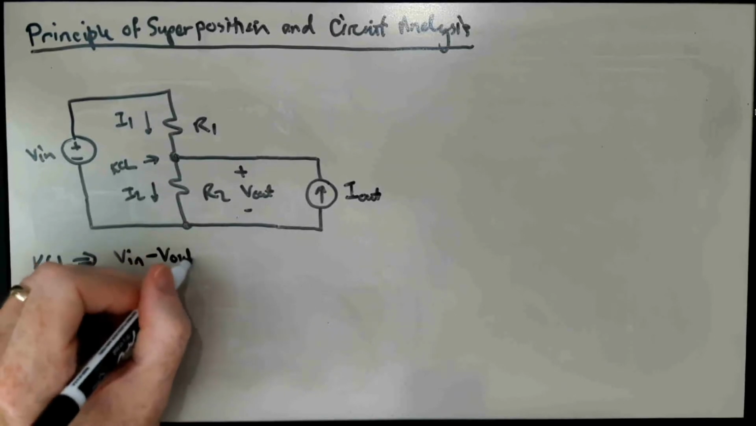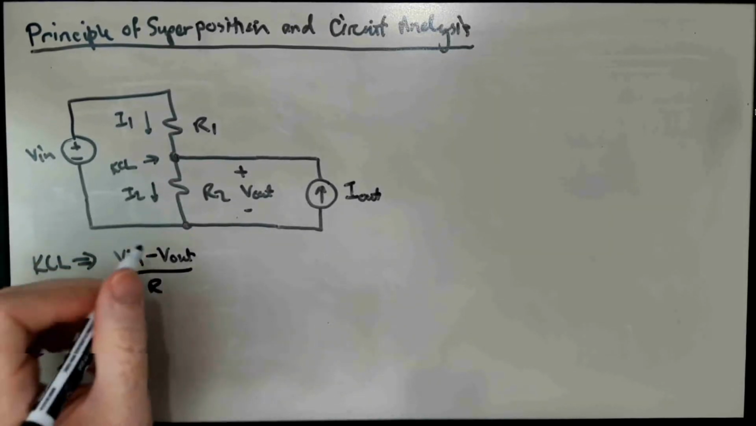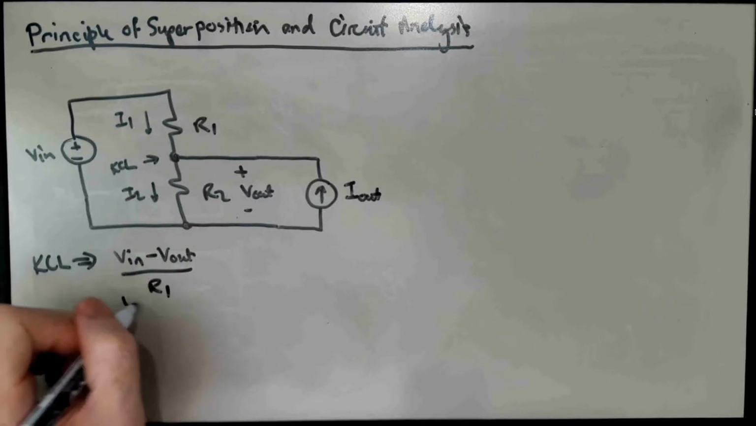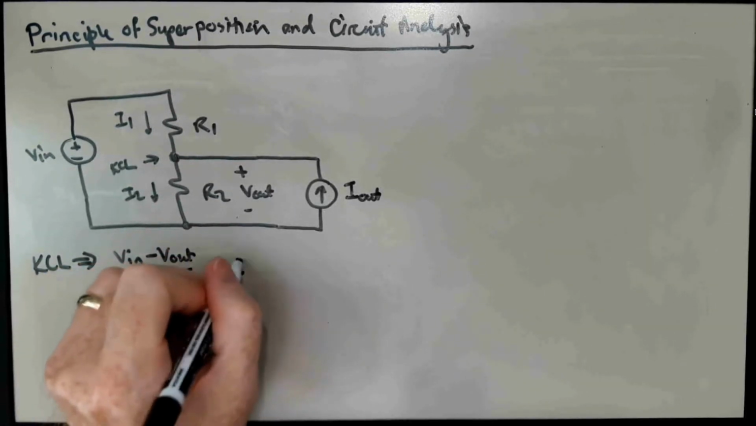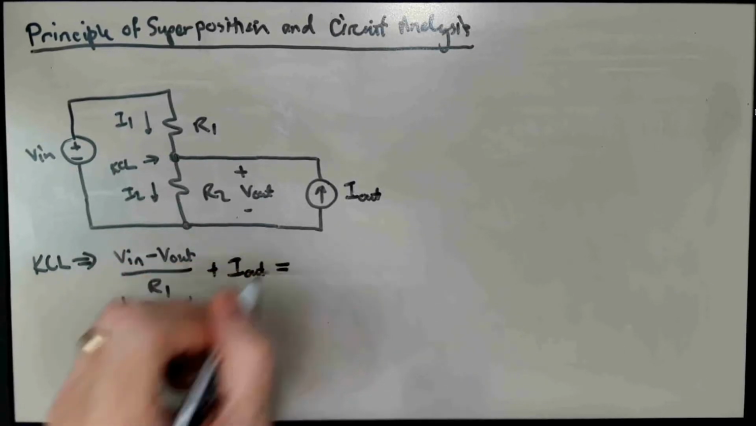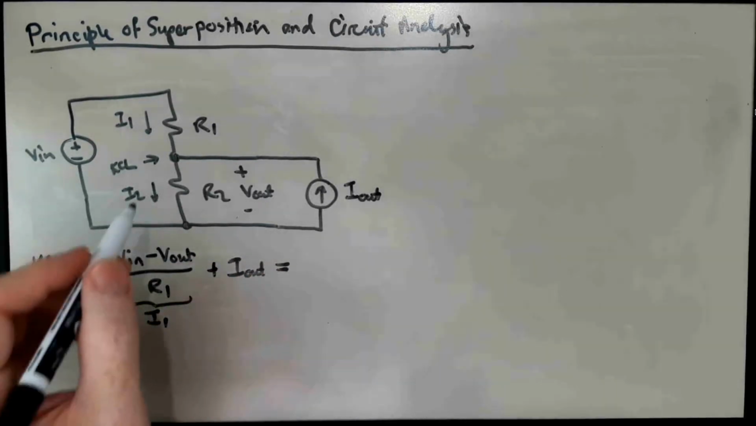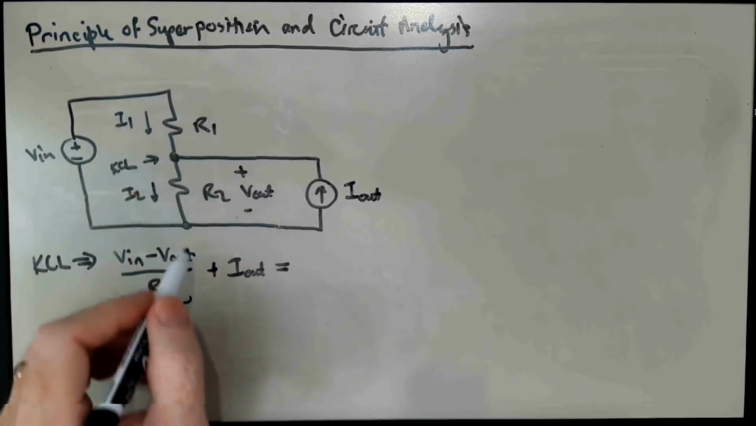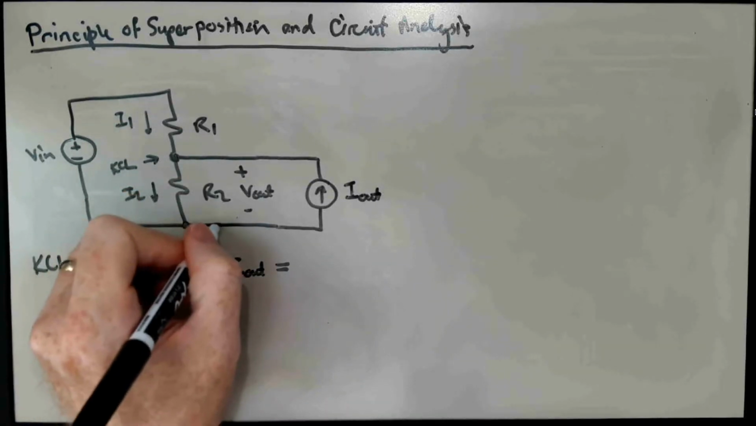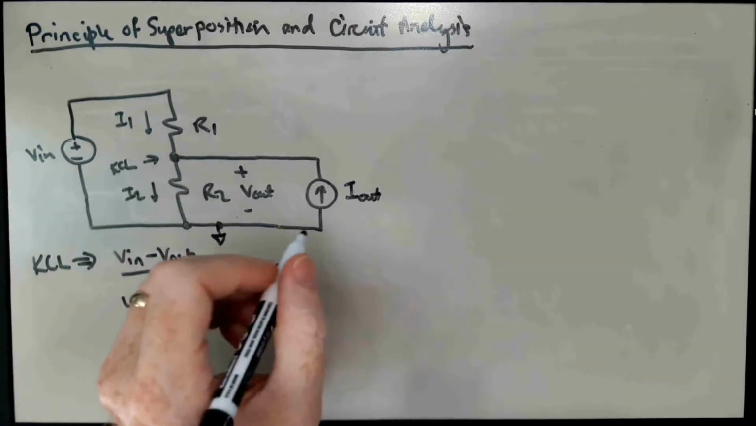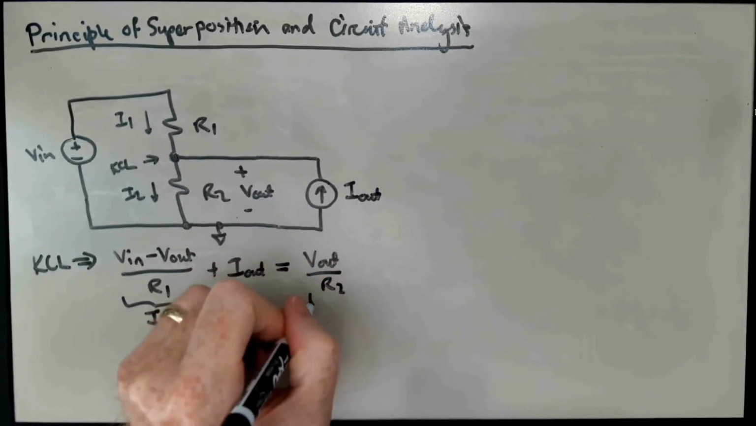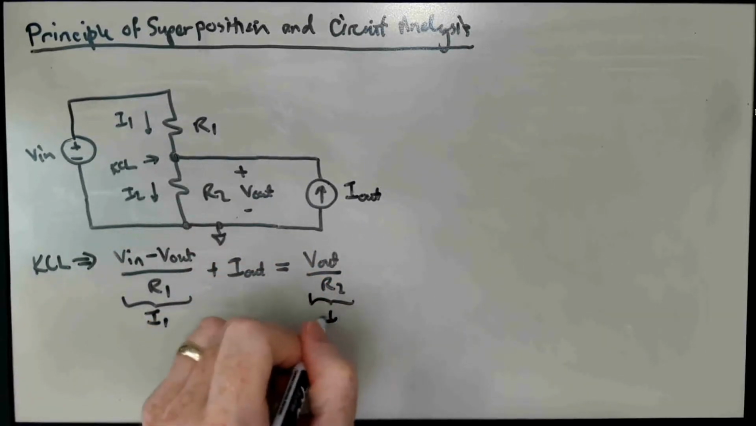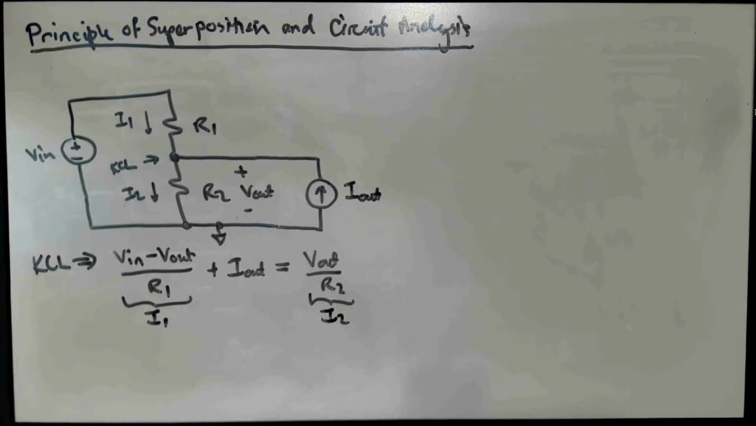minus V out over R1, so this is I1, plus I out is equal to I2, which is just V out minus 0, we call this ground, over R2. This is I2. And now we just want to solve for V out.